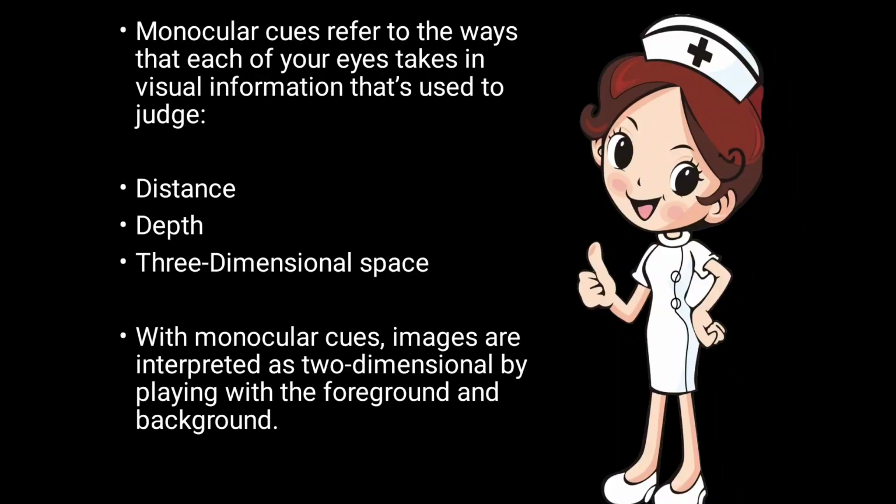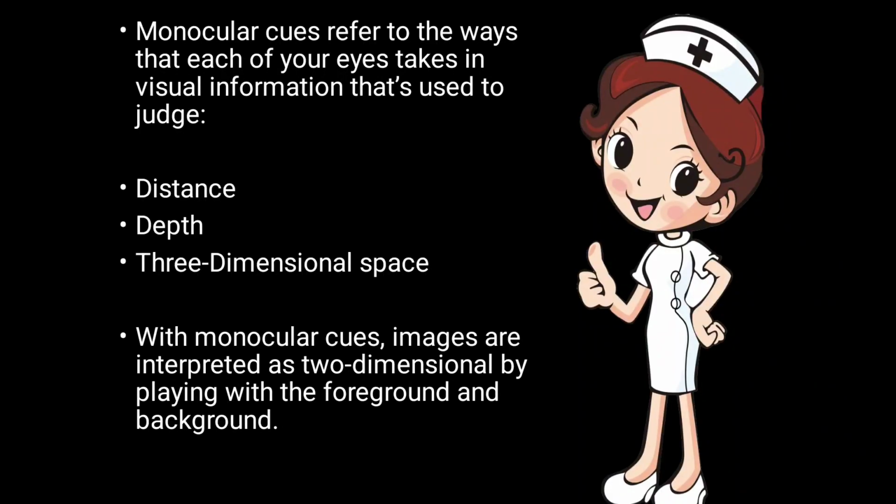Next, monocular cues refer to the ways that each eye takes in the visual information that is used to judge things. So these things are very important: distance, the distance at which anything is placed; depth, how deep the thing is, for example, a well or a swimming pool.